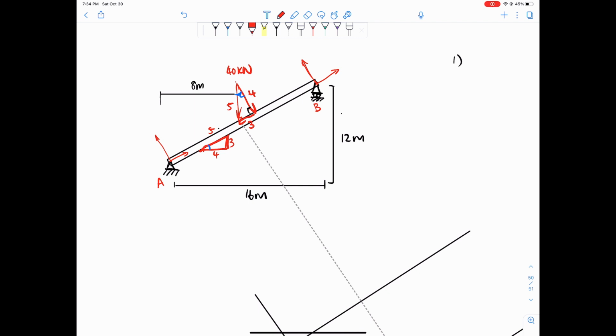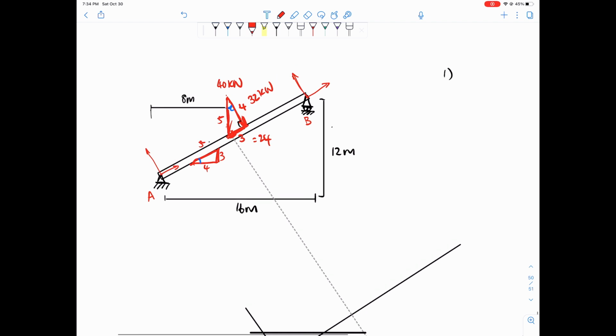So since we have 40 going this way, we can divide that by 5 because it is going down. 40 divided by 5 is equal to 8, times 4, because that's the ratio. And we have 32 kilonewtons acting perpendicular. 8 times 4 is 32. So 8 times 3 is 24, and that would be acting parallel to the beam, okay?